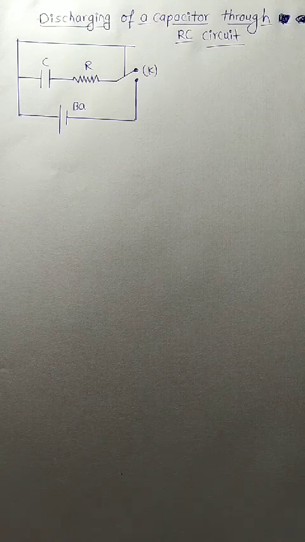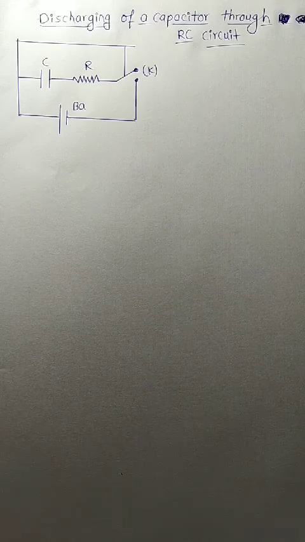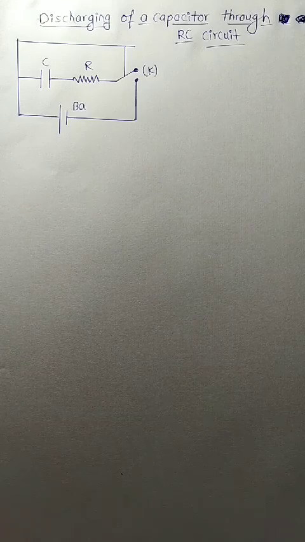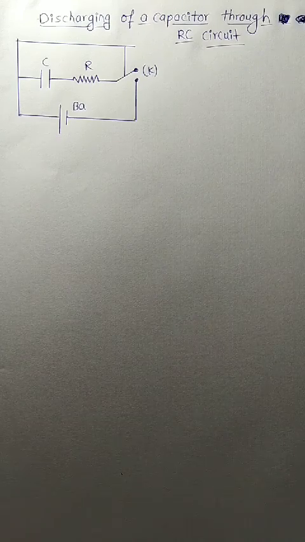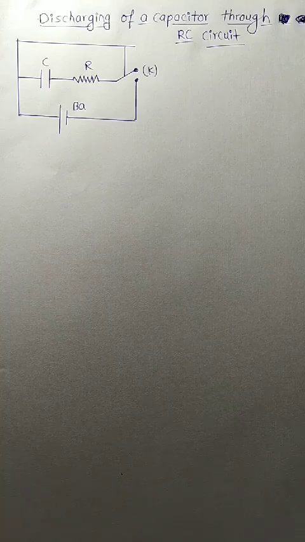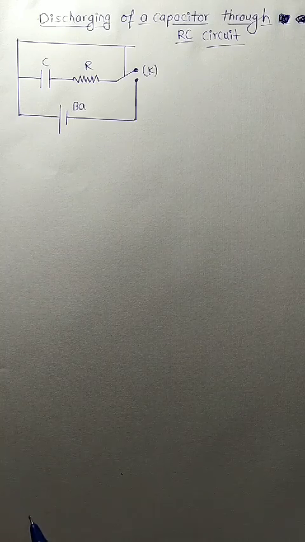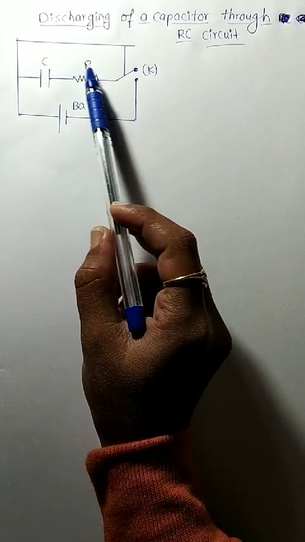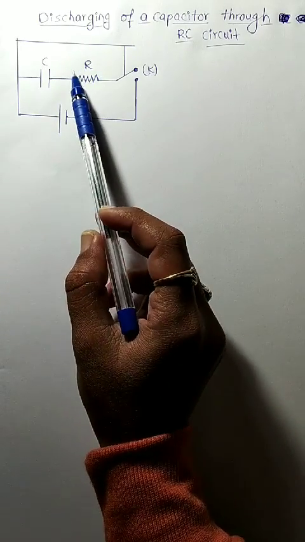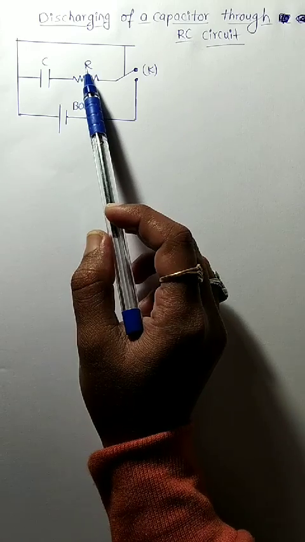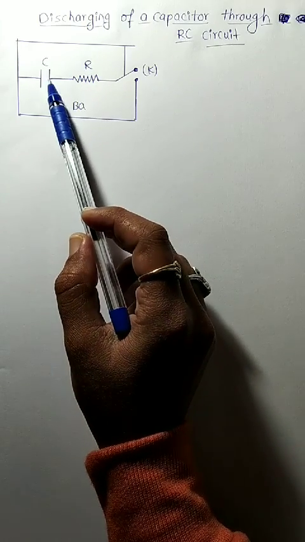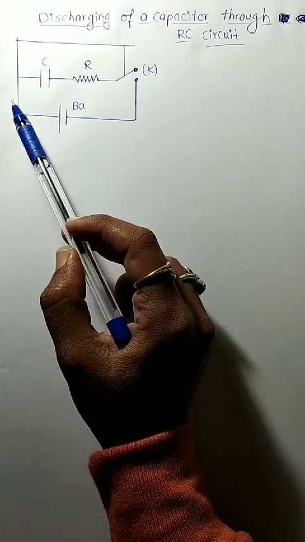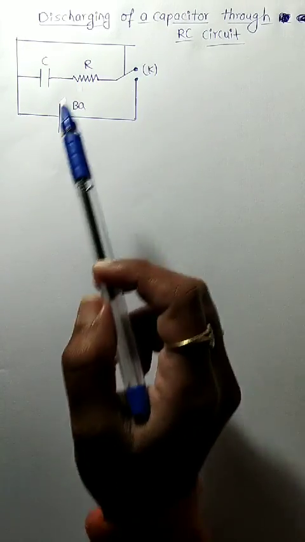As in the last class, we already discussed the RC circuit. In the RC circuit, the first part we already solved, that is the charging of a capacitor through the RC circuit. As I told in the first video, the RC circuit is a circuit which consists of the resistor and capacitor. This is the capacitor and this is the resistor. In an RC circuit, the resistor and the capacitor are both connected in series. Again, they are connected to the battery as well as the plug key.